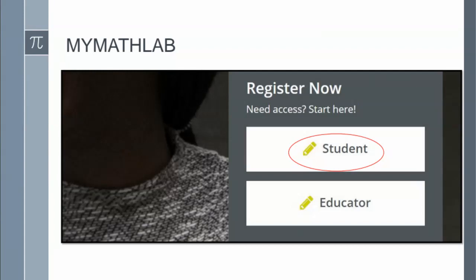Okay, so for My Math Lab, again, is for those students who are doing 1324, the Intro to Business. So this is another platform. This one is by Pearson. So if you're in this class, to register, you're gonna go to mymathlab dot I believe .com, and you're gonna click on student.